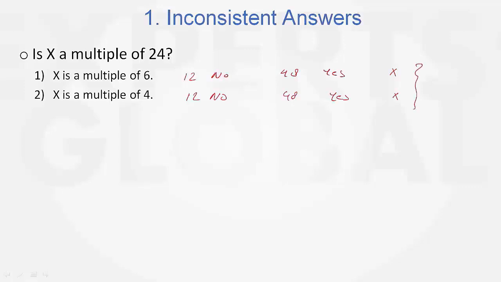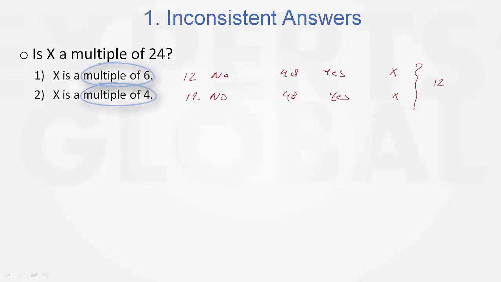On combining, please don't think that if a number is a multiple of 6, it is a multiple of 4. It is going to be a multiple of 24. The number is going to be a multiple of the LCM of 6 and 4. Therefore, we can say that x is a multiple of 12, which is the LCM of 6 and 4. X may or may not be a multiple of 24.